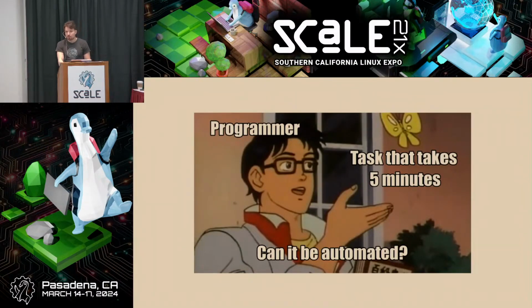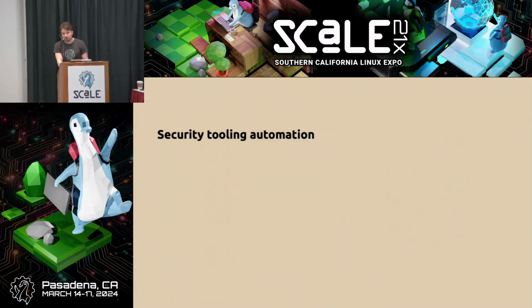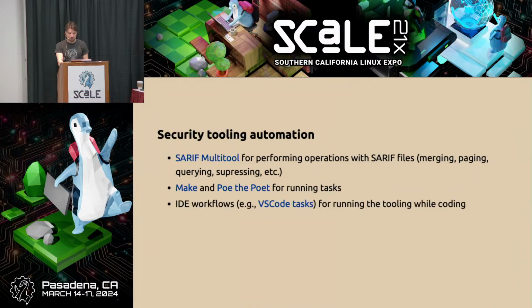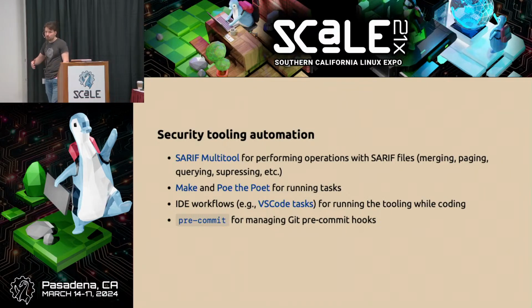And we all like automation, so all these tools can also be automated. I will briefly mention some tools that you can use. There is SARIF multitool for performing operations with the SARIF files that we generated in this presentation. We have make and poe the poet for running the tasks. We have IDE workflows, for example, something integrated in Visual Studio Tasks for running the tooling while coding. We have pre-commit, for example, hey, run this bunch of linters before pushing the commit to the origin.